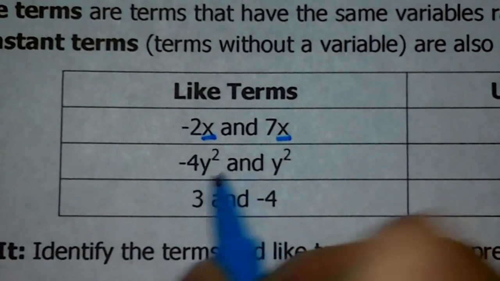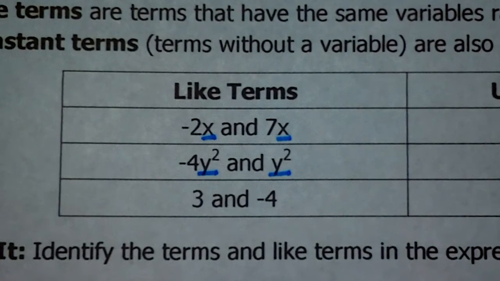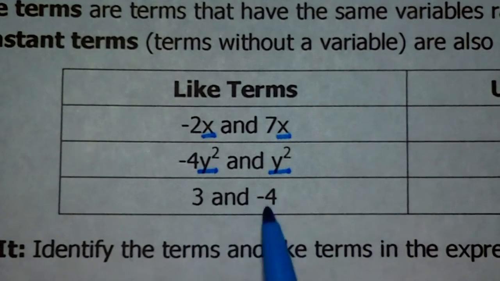These are like terms because they both have y squared, matching variable with exponents. And finally, 3 and negative 4, those are like terms. They're constant terms too, because they don't have a variable. Both of them don't have a variable.